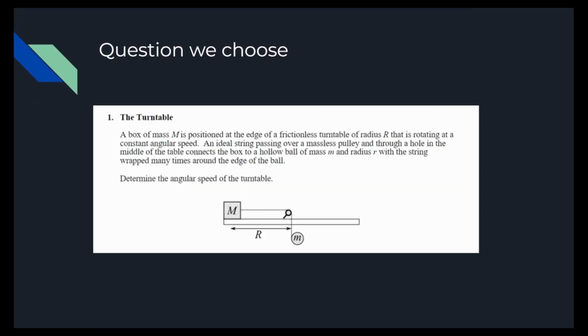So we chose question one because out of the two, it just seemed easier, especially with the help of what we're involving some of it with, which is Studio Week 4, which helped with a lot of this question here.